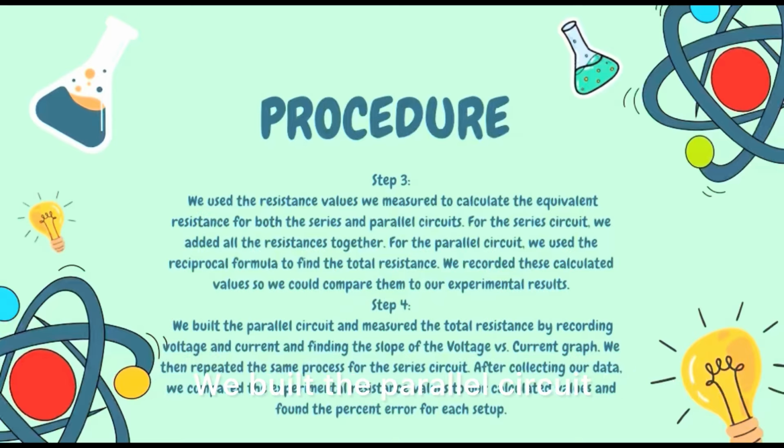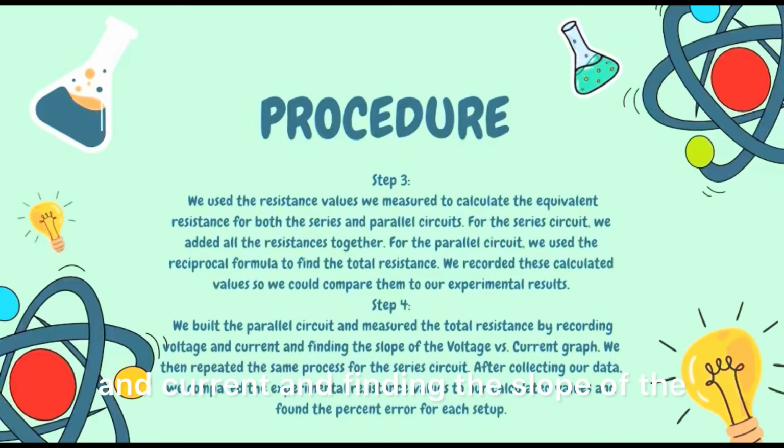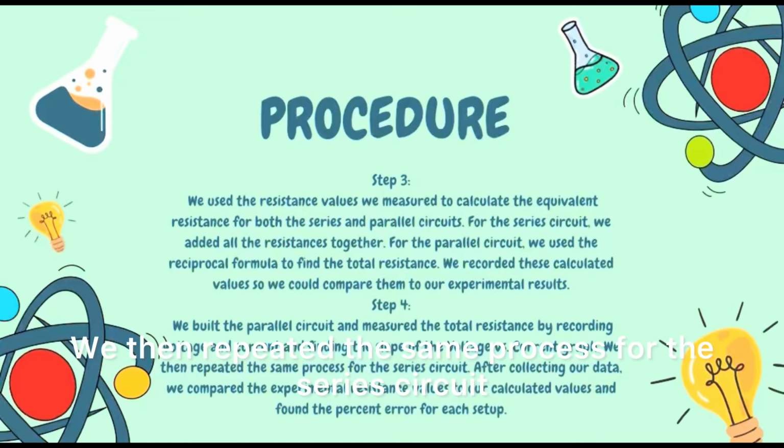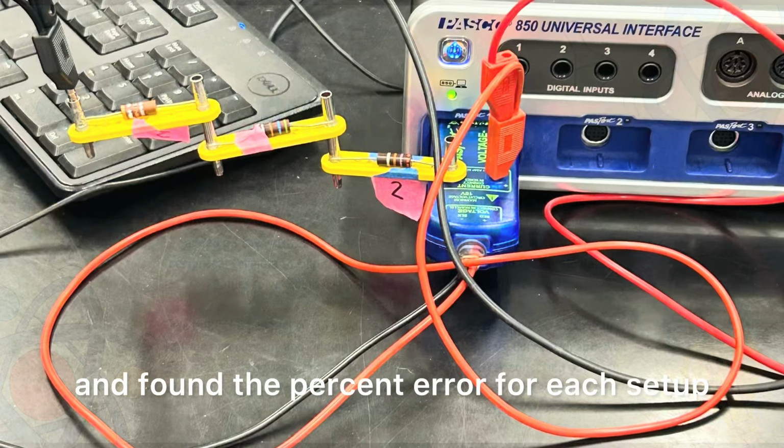Step 4, we built the parallel circuit and measured the total resistance by recording voltage and current and finding the slope of the voltage versus current graph. We then repeated the same process for the series circuit. After collecting our data, we compared the experimental resistance values to our calculated values and found the percent error for each setup.